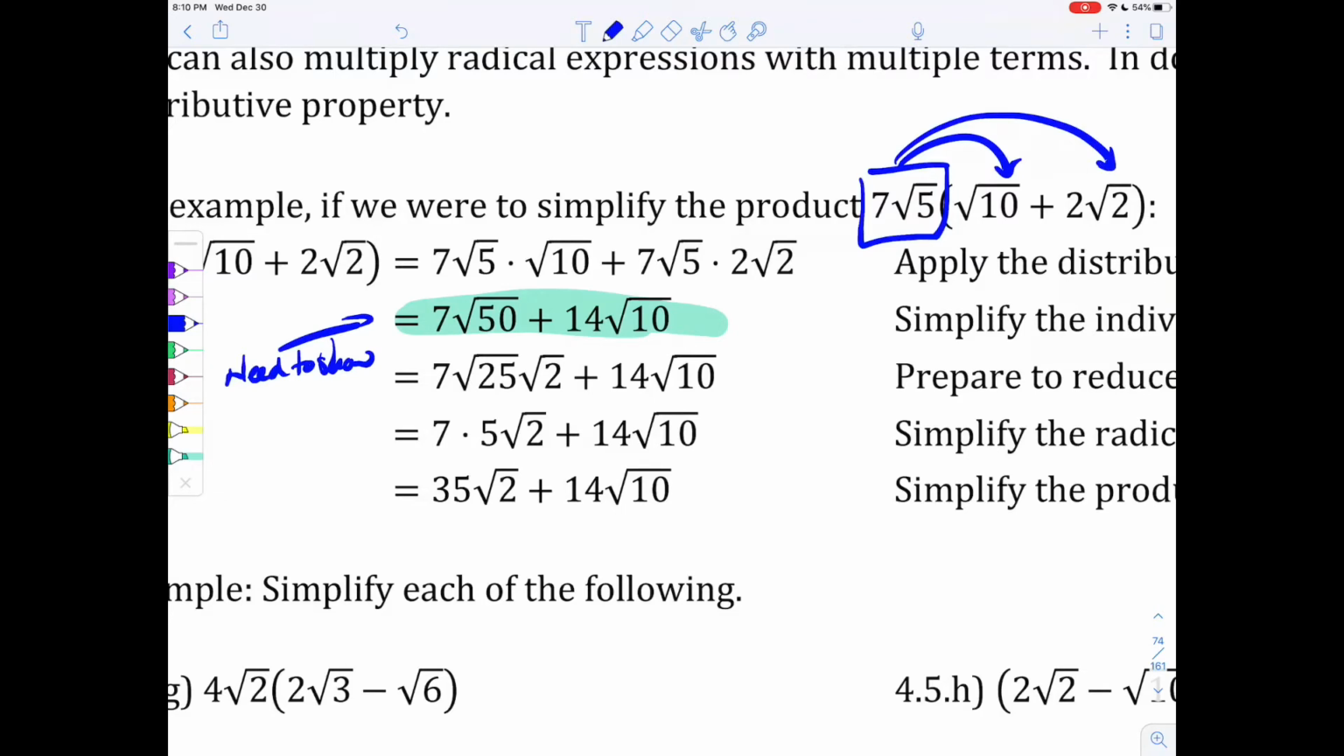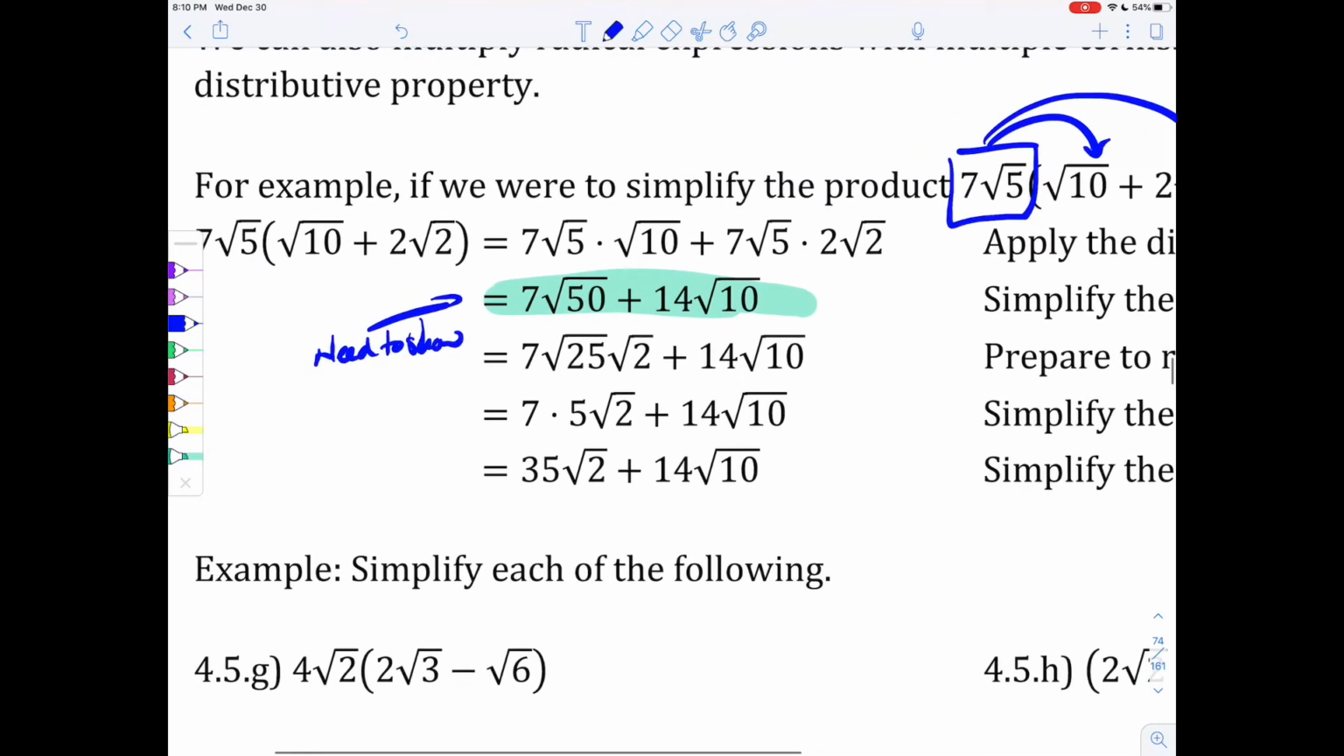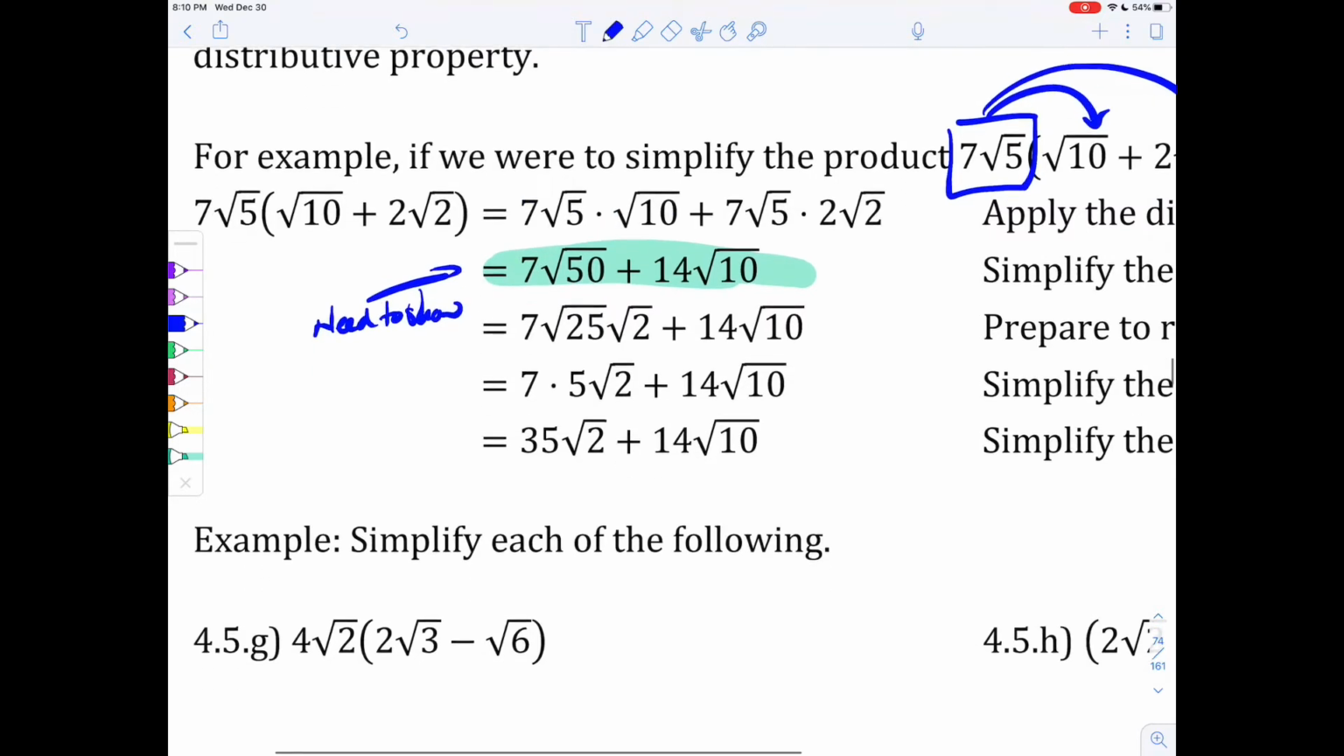And then from there, now that we've got that first bit done, we've got 7 times 1 is 7, and 5 times 10 is 50. Now we've got 7 times 2 is 14, and 5 times 2 is 10. Now that we've got that, we do need to simplify. We need to make sure all those radicals are in fully reduced form. So that's what we see here.